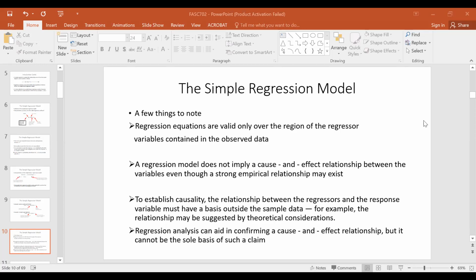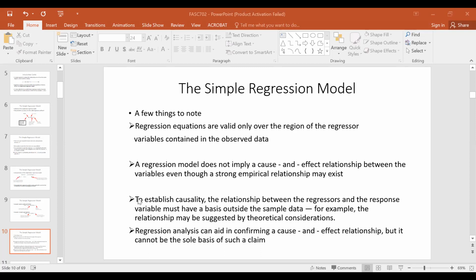Okay, go ahead, sir. Yes, on the second point that you mentioned, that the regression model does not imply a cause and effect relationship. Does that mean that if you are doing a study and you want to see a cause and effect relationship between two variables, you can't use a regression model for that? That is not what we mean. It's a very good question.